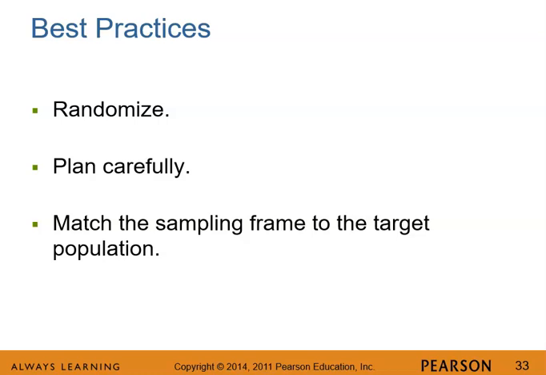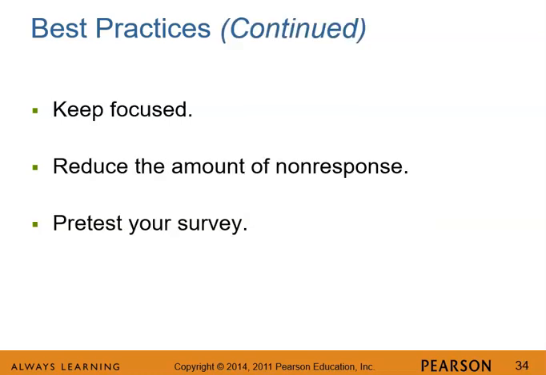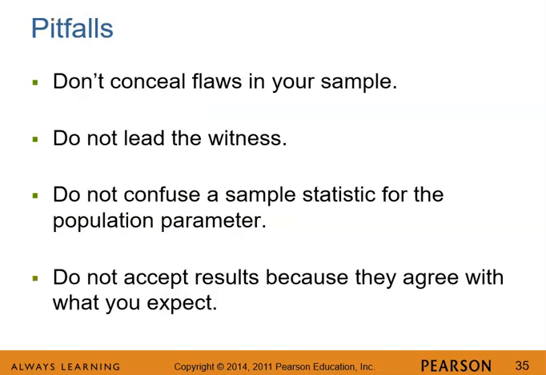Okay, so best practices: randomize is very good. Plan your sampling carefully. Match the sampling frame to the target population, and keep focused. Reduce the amount of non-response, and pre-test your survey. Pre-test means that first you create your survey, you take a small sample of 30 or 40 and test it first and see how the answers are. Do they make sense? If not, change the wording of your survey and distribute it again, and then go for a larger sample.